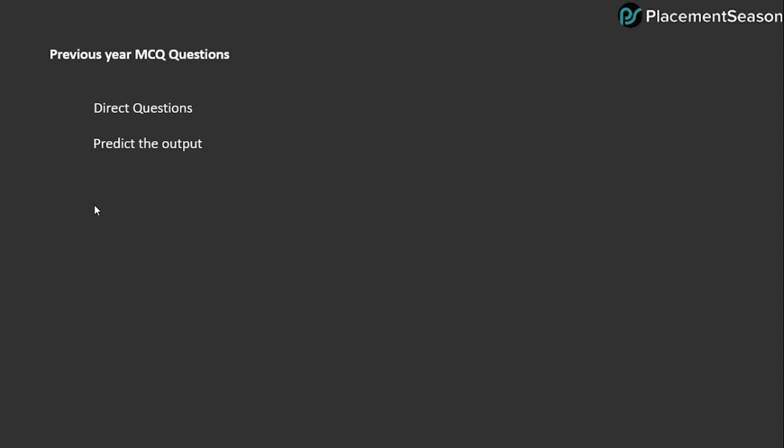In these predict the output type questions, many students make mistakes without seeing the other options. Make sure you are checking the remaining 4 options also. So try to eliminate the wrong answers first and then mark the correct answer in this type of questions.